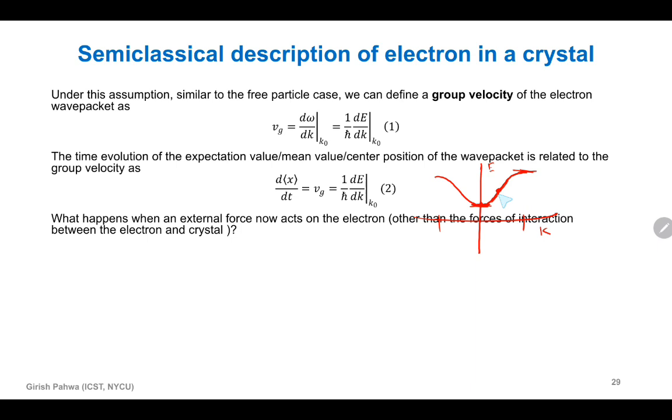So even when I don't have any externally applied force, the electron is still moving with some finite group velocity, and it remains constant. It doesn't change with time, because the relationship between E and k is not changing with time. So over time you have the same group velocity. If you haven't applied any force, the group velocity stays the same.